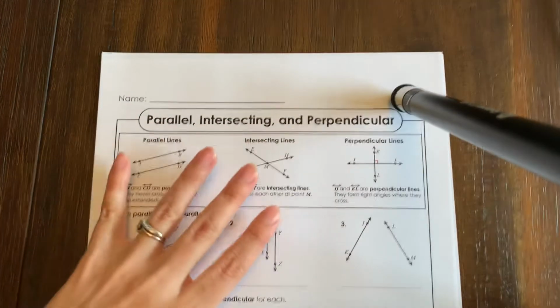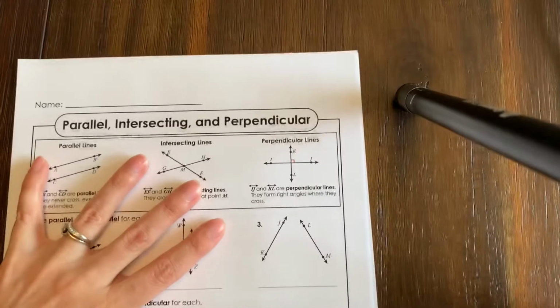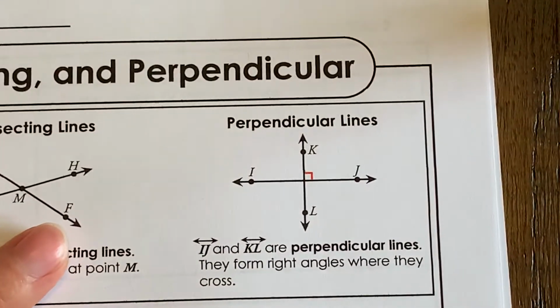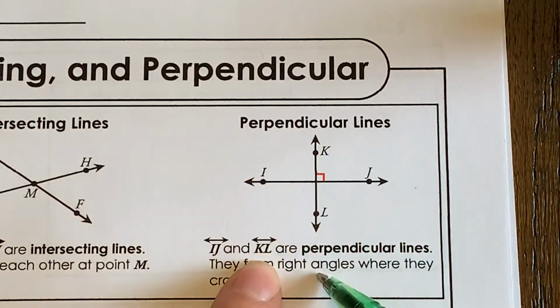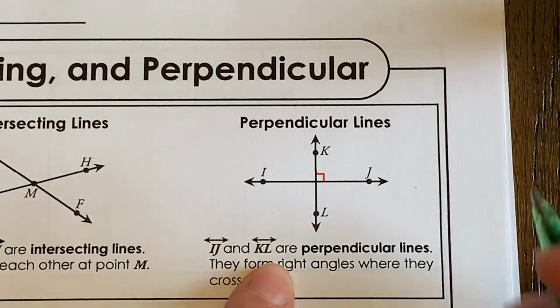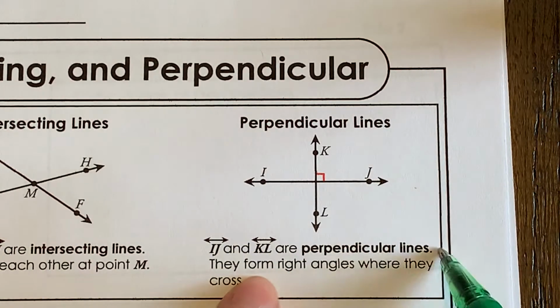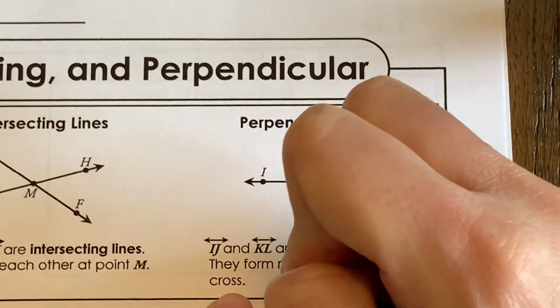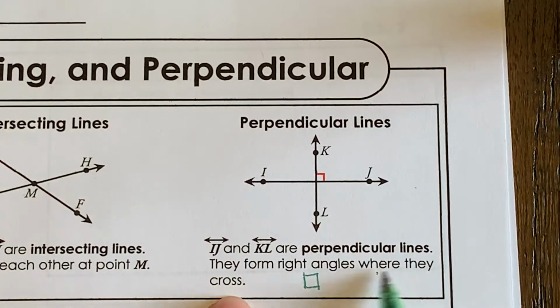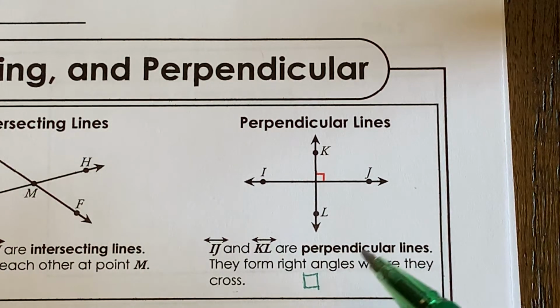You would not do that because that, my friends, is a perpendicular line. Here you go. So line IJ and line KL are perpendicular. They are perpendicular lines. They form right angles or little squares in the corners where they cross. A lot of intersections on the roads are right angles.